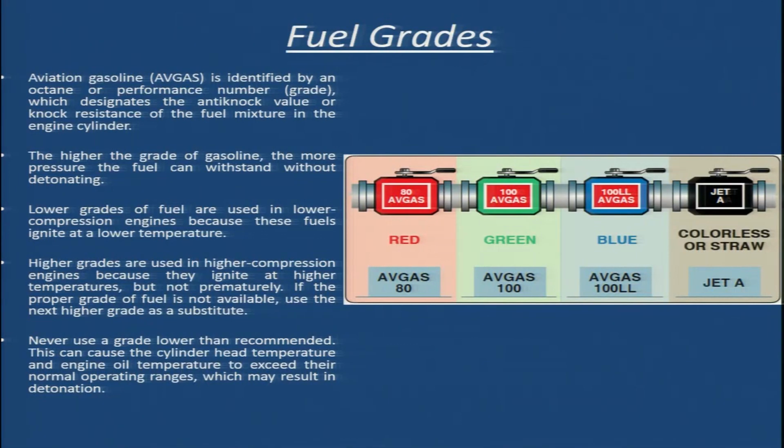Here in the figure you can see different types of fuels, different types of avgas, aviation gasoline. You can see one is red, one is green, one is blue. Avgas 80 is red, avgas 100 is green, avgas 100 LL is blue, and then another type of fuel, Jet A, which is colorless or straw in color. The fuel generally used in piston engines, in reciprocating engines, is aviation gasoline 100 LL, the blue fuel.